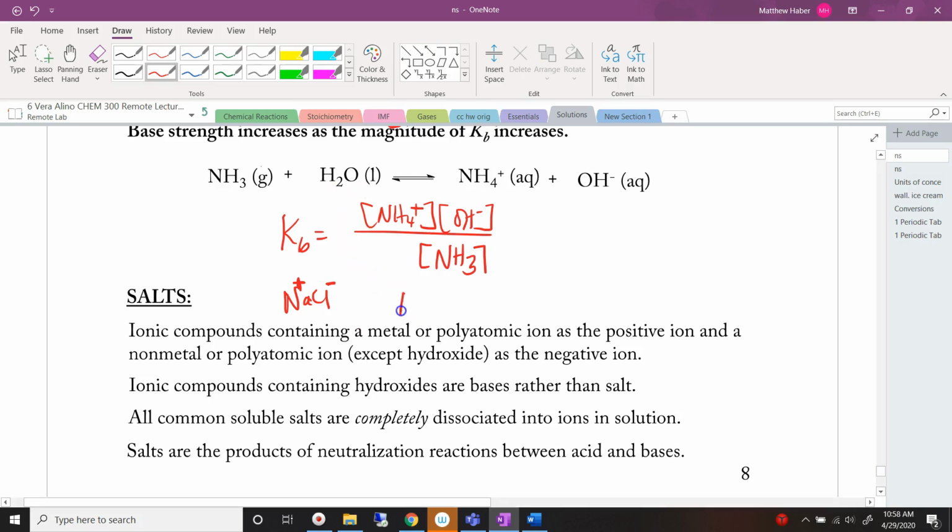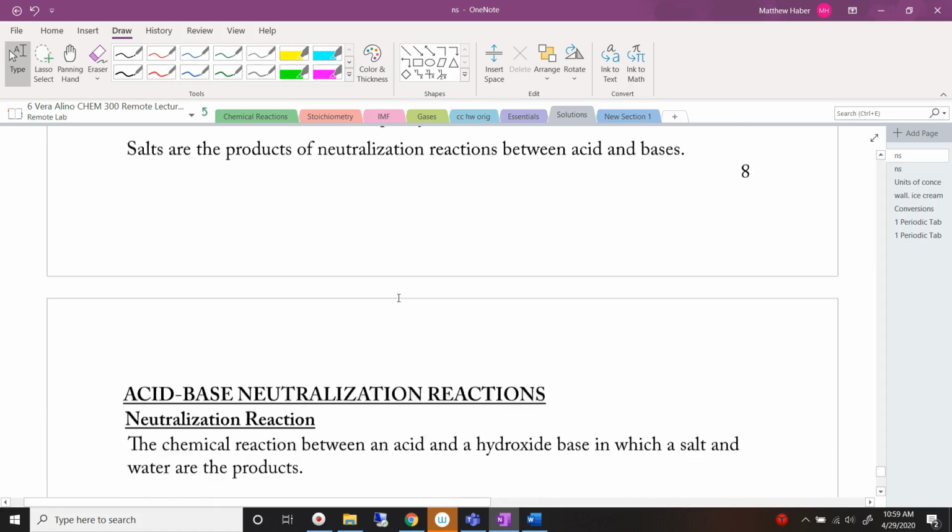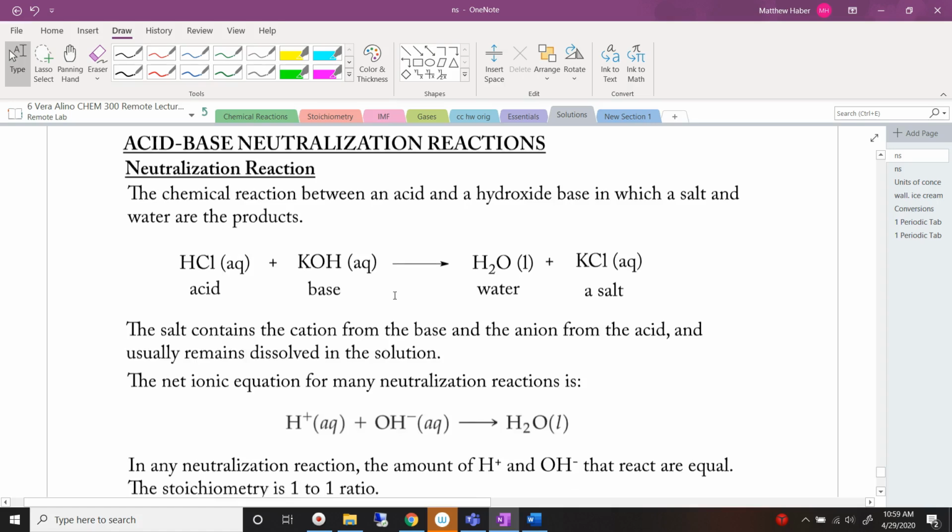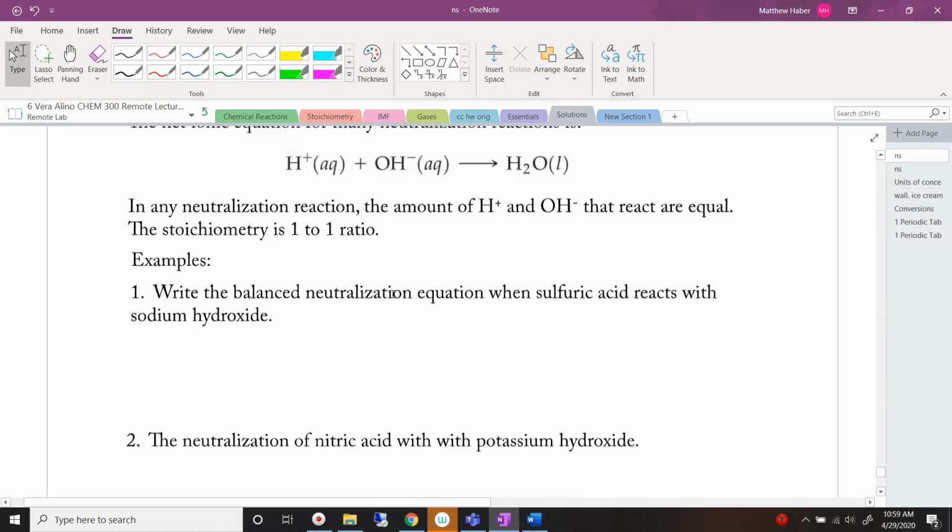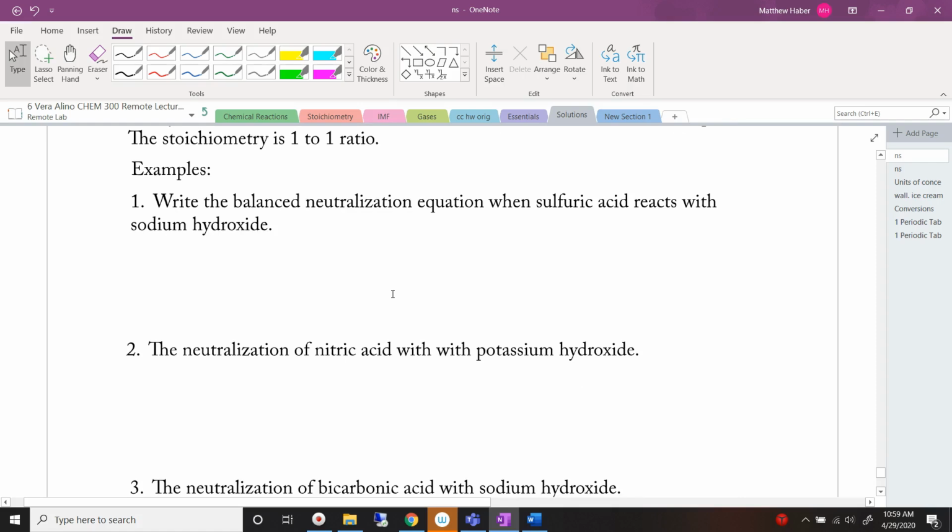So NaOH, you don't categorize it as an ionic salt, but rather it's going to be categorized as a base. Now, common soluble salts as listed in the solubility rules will completely dissociate into ions in solutions. Salts are the products of neutralization reaction, as we have seen in the previous example. So you might be asked in this test to still predict the neutralization reaction, and you may be asked also to write the total ionic and net ionic for that reaction.